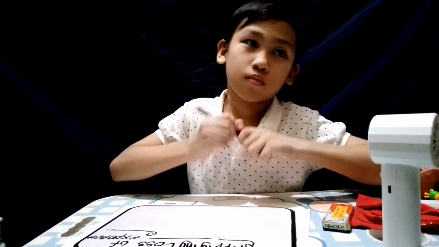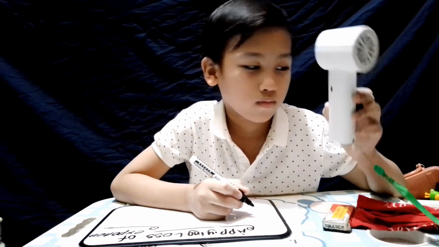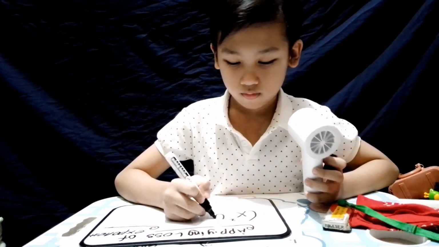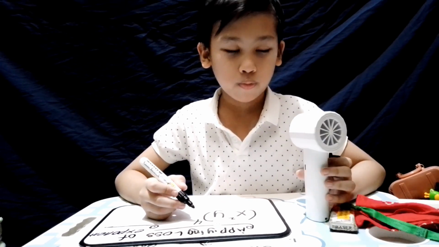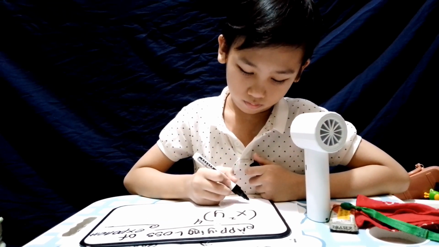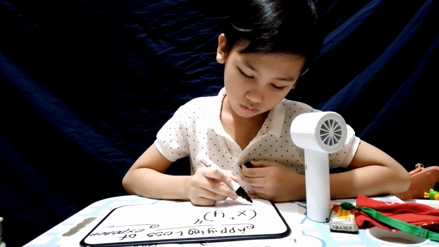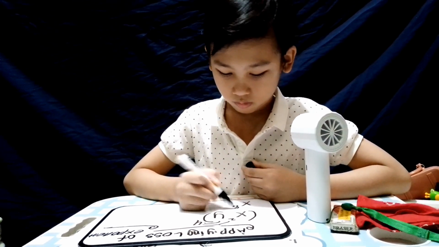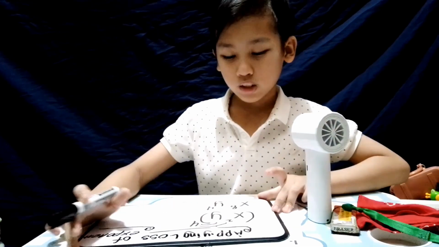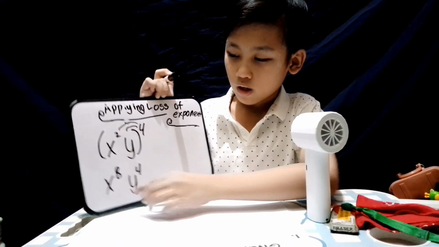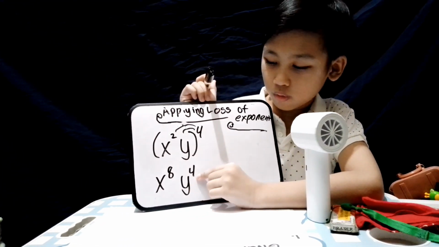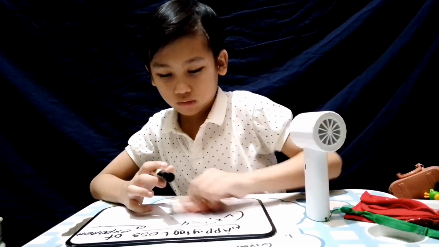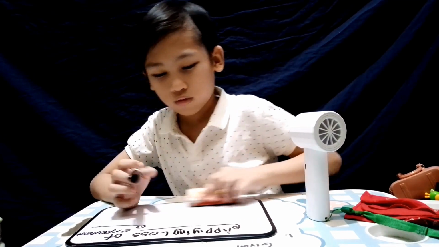How about this one? Open parenthesis, x squared, y, close parenthesis to the 4th power. That's under exponent rule or power rule. My answer is x to the 8th power and y to the 4th power. Very good. You just have to distribute the exponent. So x to the 8th power, exponent 2 times 4 becomes 8. And y has an exponent of 4 because we distributed the exponent.